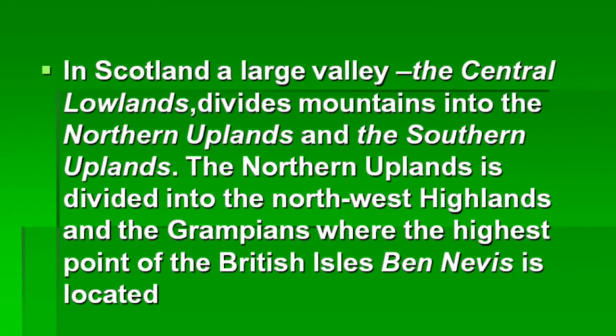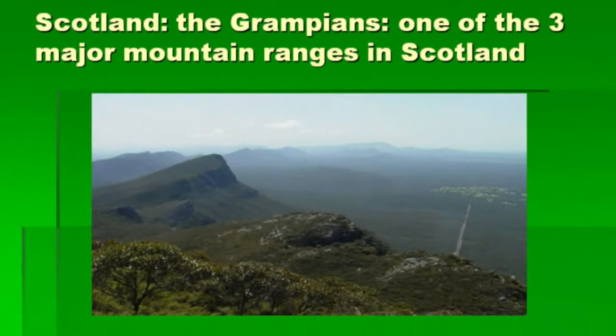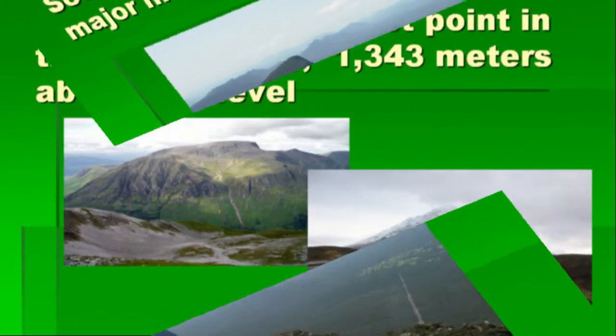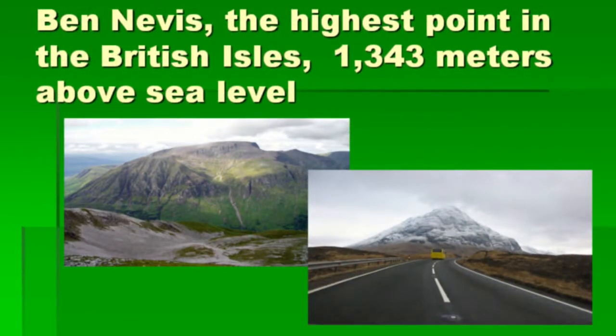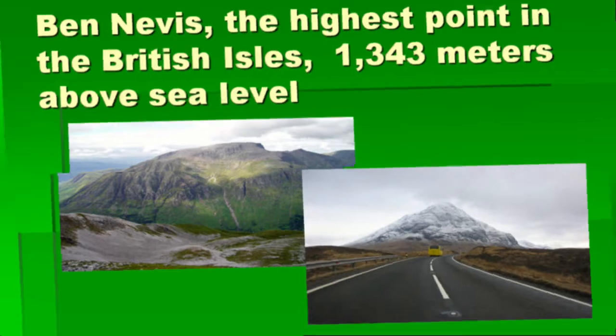In Scotland, a large valley, the Central Lowlands, divides mountains into the Northern Uplands and the Southern Uplands. The Northern Uplands is divided into the Northwest Highlands and the Grampians, where the highest point of the British Isles, Ben Nevis, is located. Here you can see the Grampian Mountains, one of the 3 major mountain ranges in Scotland, and its highest point, the highest point in the British Isles in general, which is 1,343 meters above sea level.